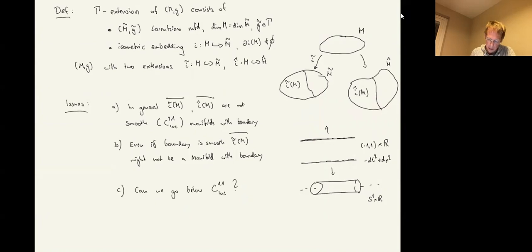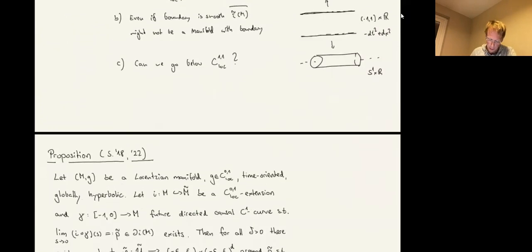And now let me first address the point A and the point B. So the point A I will address by not looking at general Lorentz manifolds, but I will restrict myself to Lorentz manifolds which are globally hyperbolic. And I will give a result that characterizes the future boundary of globally hyperbolic Lorentz manifolds. And I will show that the boundary is at least Lipschitz regular in a suitable sense.